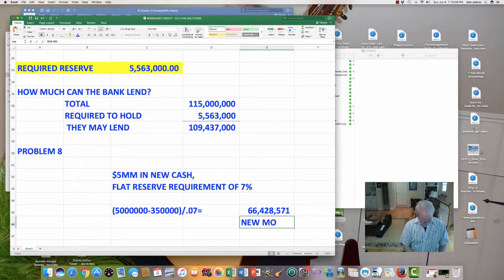66,428,571. That's the amount of new money in our money supply because the Federal Reserve injected $5 million. It explodes through the deposit expansion effect into almost $67 million. Please know how to do that for me.